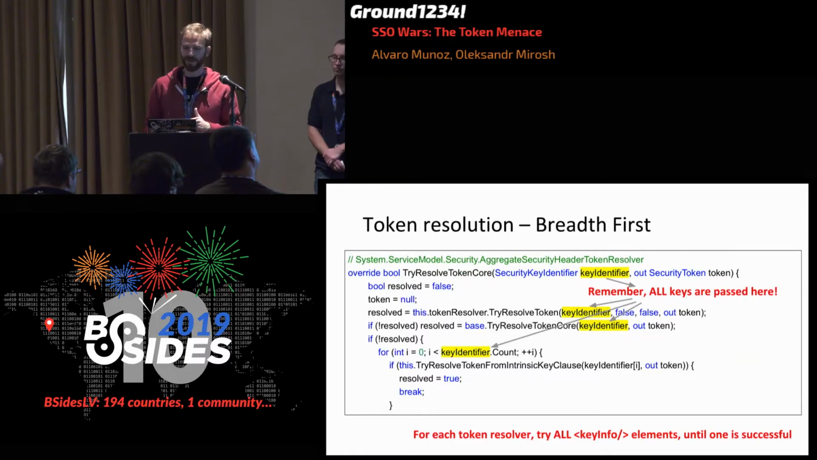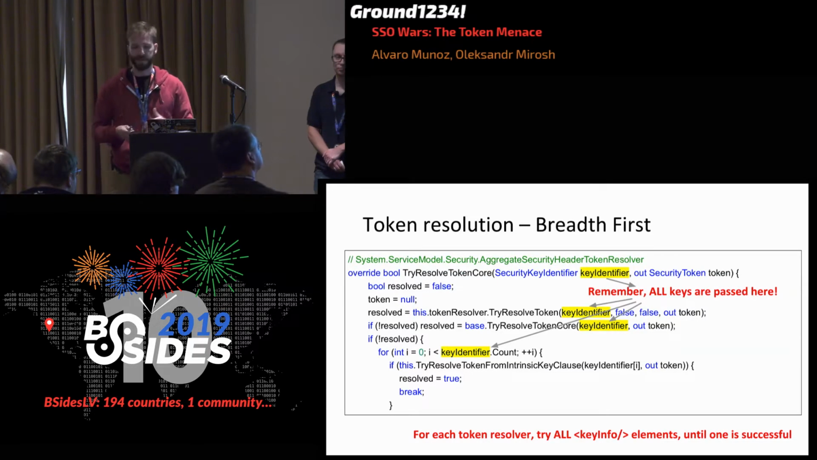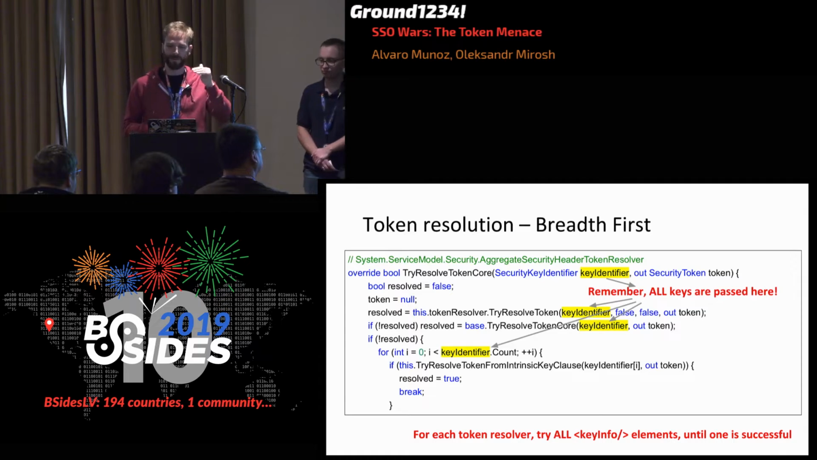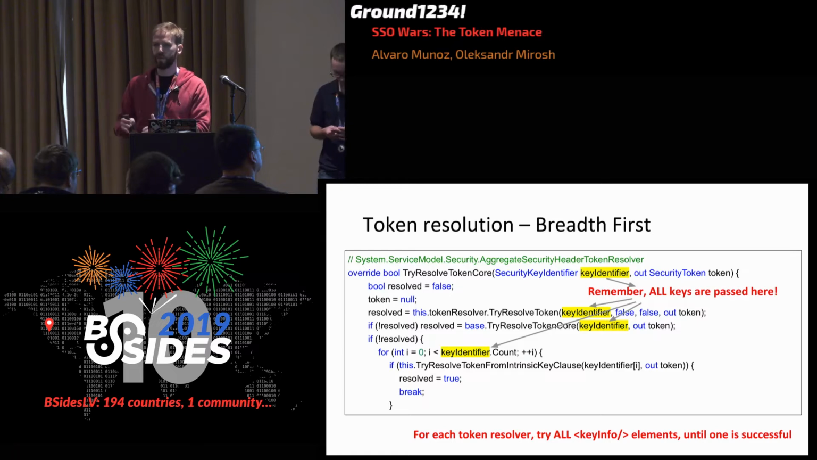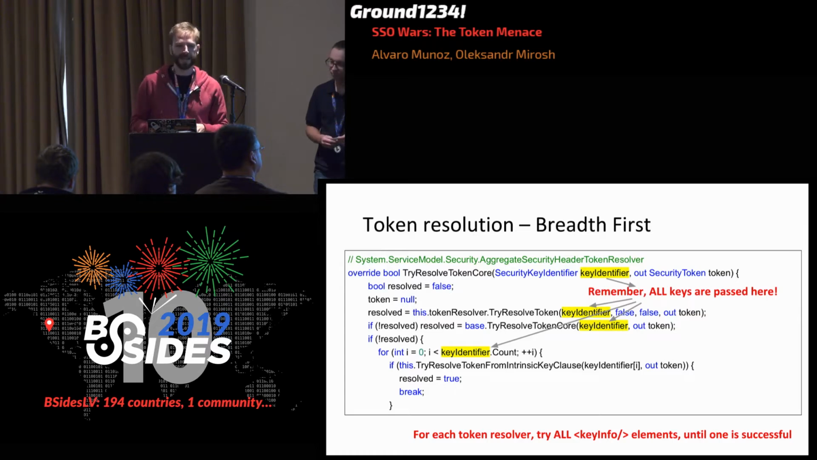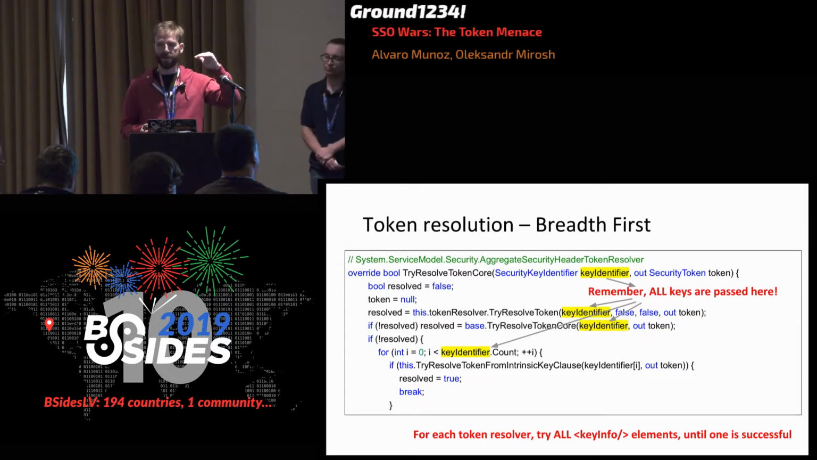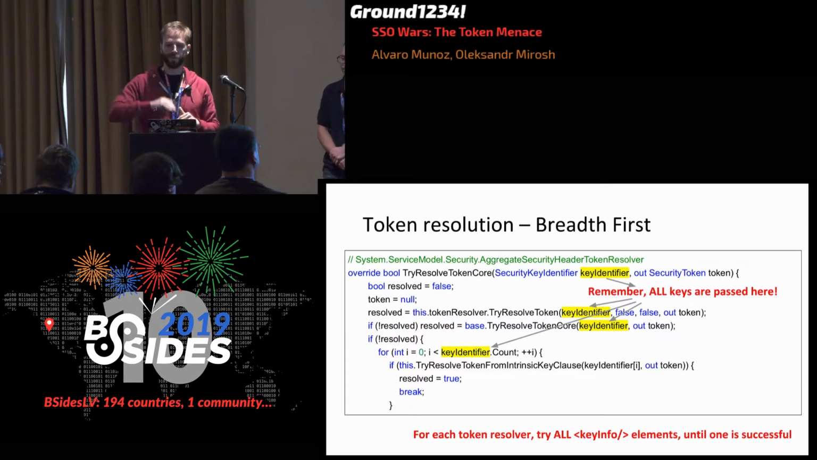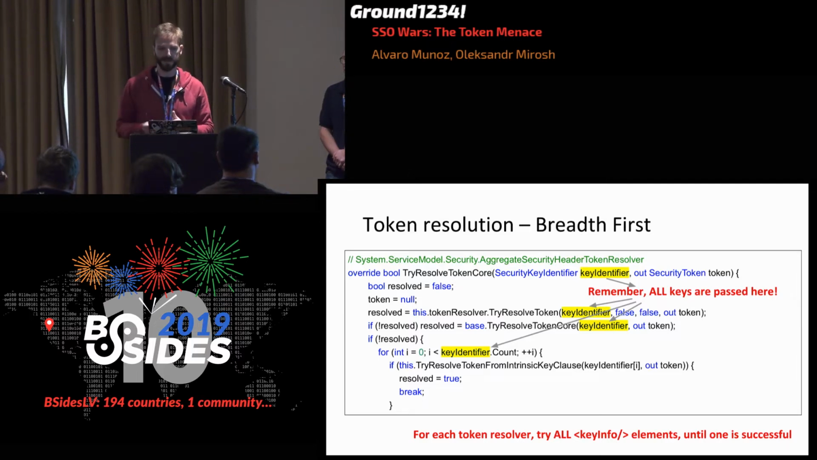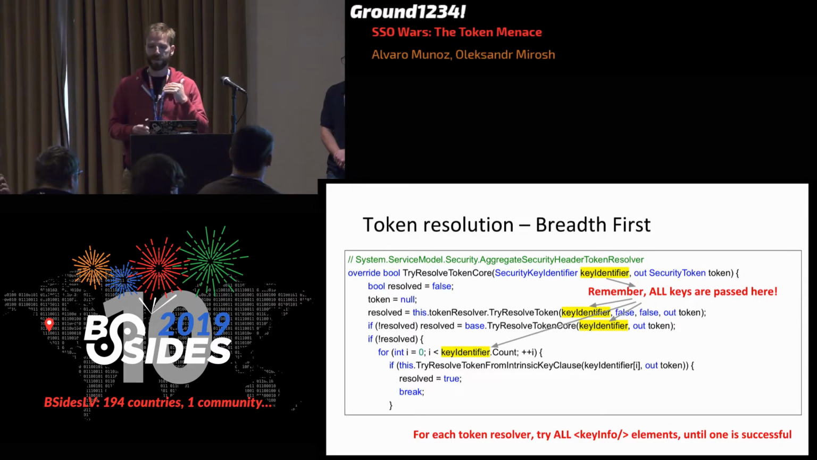Now, if we check how the token is resolved, that's what we call breadth first, and it takes a slightly different approach. It first iterates through the resolvers, and for each resolver, it passes the whole key info section and iterates through all the individual key elements. So it's like having two nested loops. In the first one, we iterate first over the keys and then the resolvers. In the other one, first the resolvers, and the second level iterates through the keys. So we are iterating through the same elements, but in a different order. And by changing the order, we can abuse that in order to bypass the signature process.